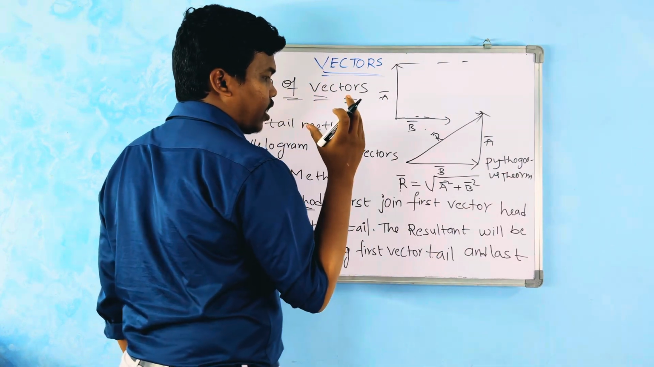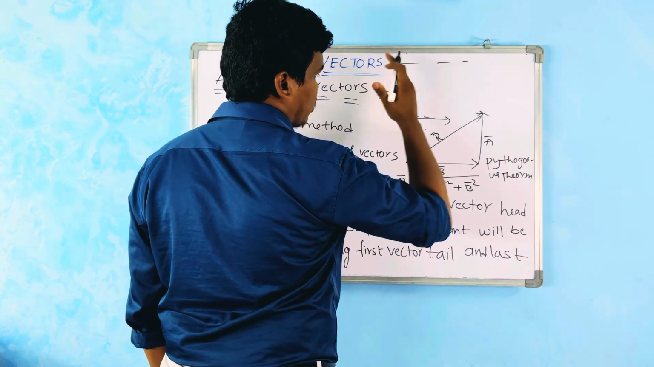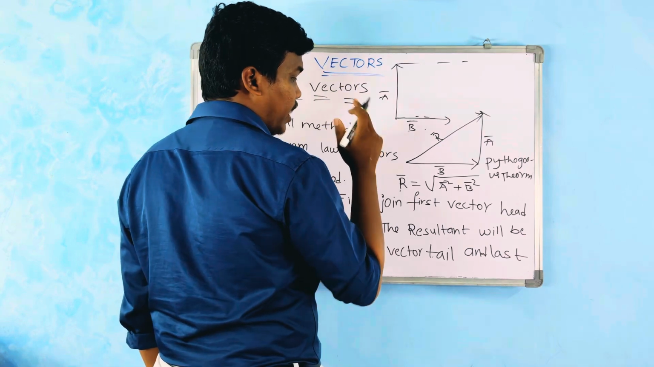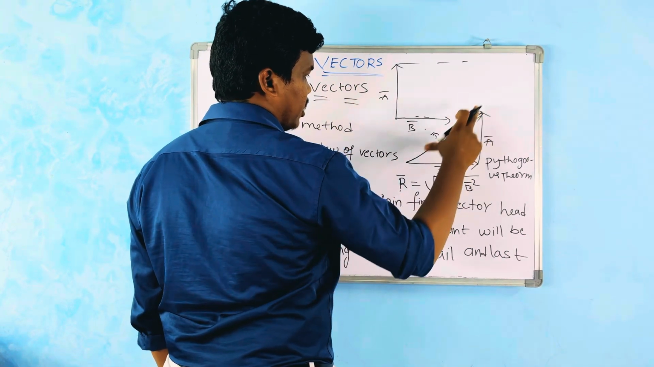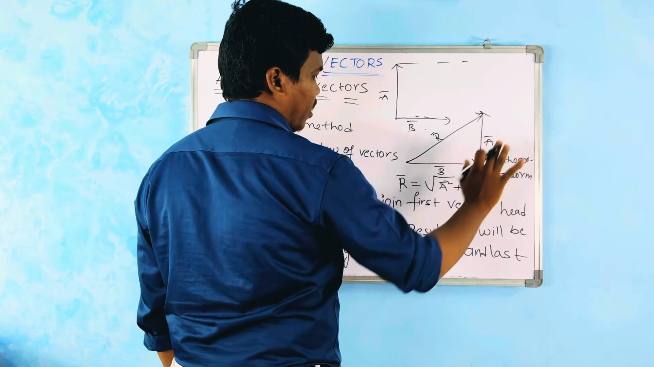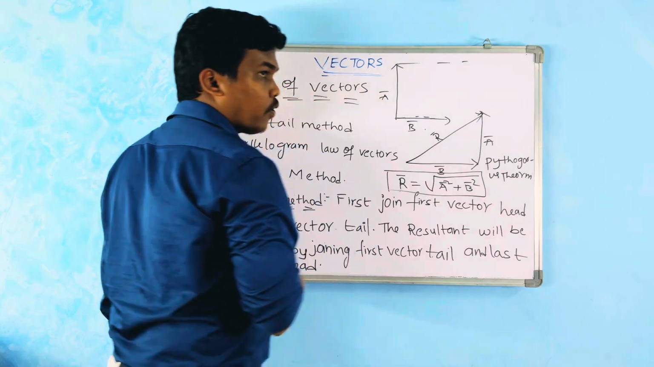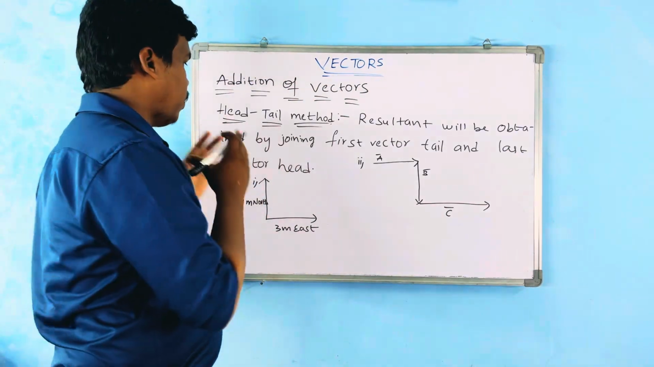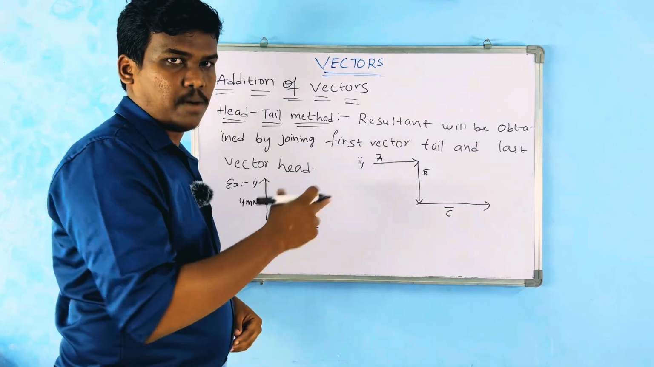The first vector head should be joined to the second vector or last vector tail. The resultant will be obtained by joining the first vector tail and last vector head. This will be the resultant. By Pythagoras theorem, we will get the resultant of both vectors. Now we are going deeper into head-tail method and we are going to do some examples.